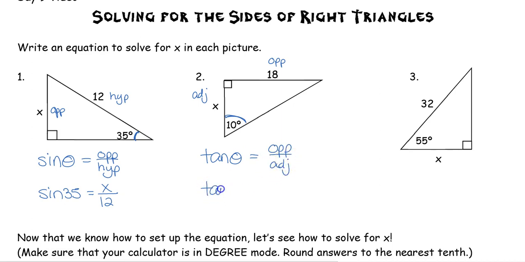So in this case, that angle that we're referencing is the 10-degree angle. The opposite side is 18. The adjacent side is our x. So this would be the equation we would set up to solve for x.